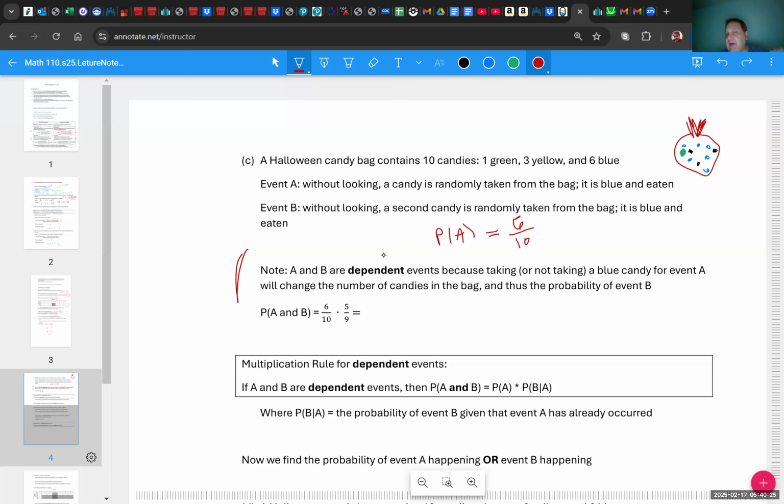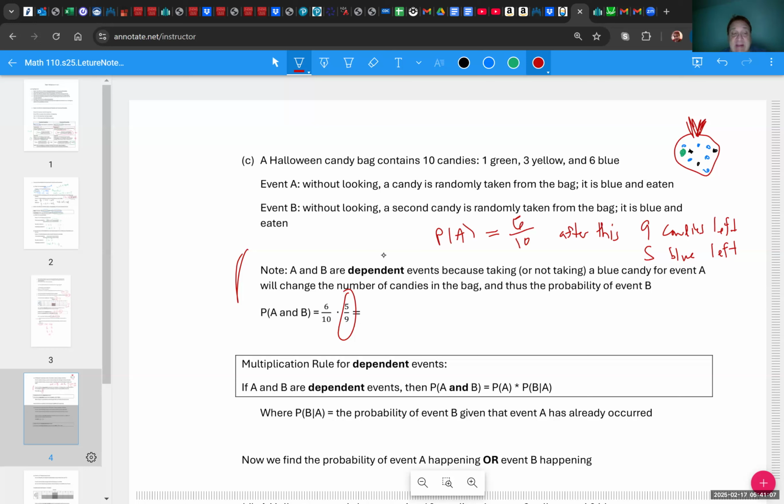Well, if I've successfully taken and eaten a blue candy, how many candies are left? So after this, well, I've eaten a candy, so there are 9 candies left, right? Because there's one that's eaten now. There was 10, now there's 9. And how many are blue? Well, there were 6 blue, and so now there are 5 blue left. So now I have a new bag. I mean, I guess it's the same bag, but a sort of a new version of the bag where there are only 9 candies in my Halloween bag, and 5 of them are blue. That's where the 5 out of 9 comes from.